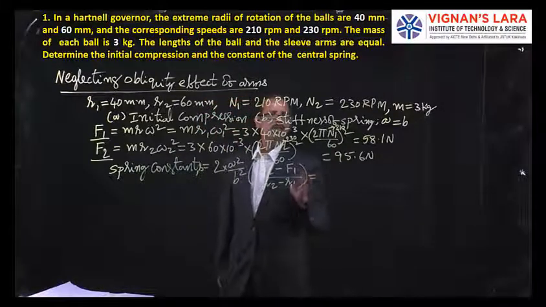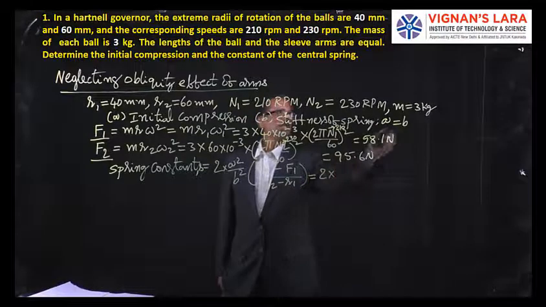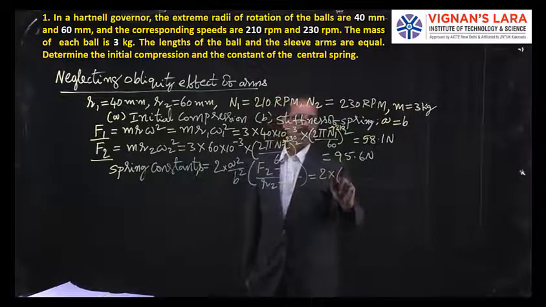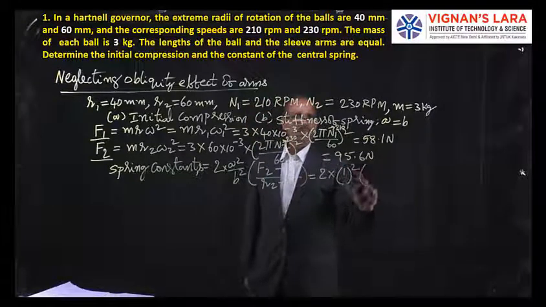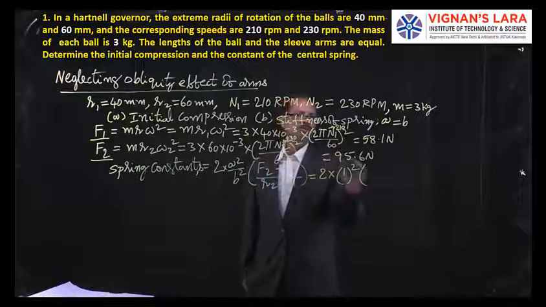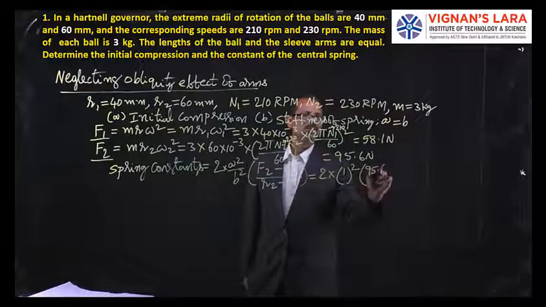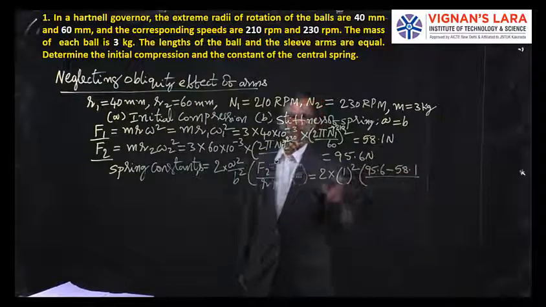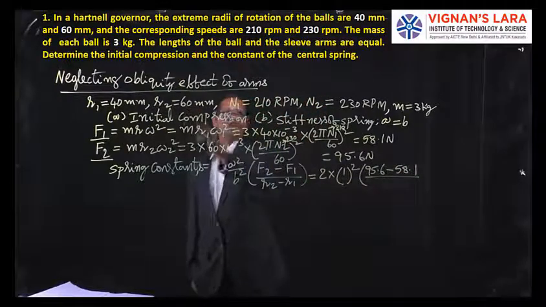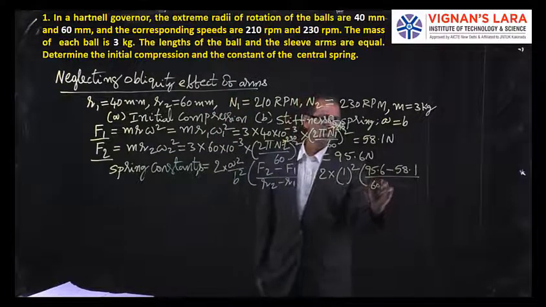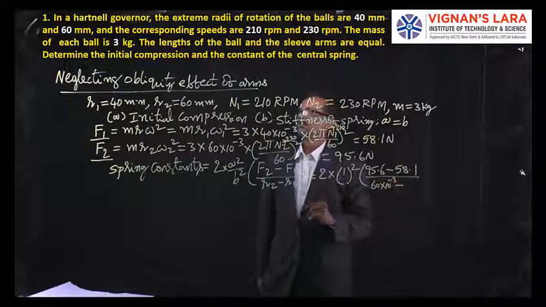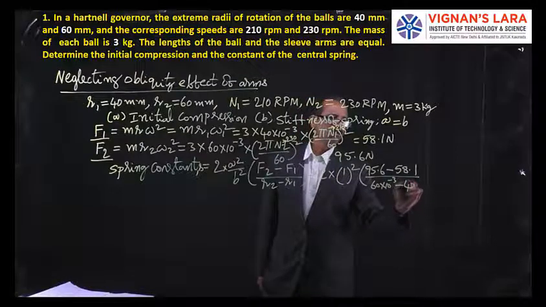So let me substitute this. I said A is equal to B, so A by B will become 1. Then this is 1 square, into F2 minus F1. F2 is 95.6, F1 is 58.1, by R2 minus R1, that is 60 into 10 power minus 3 minus 40 into 10 power minus 3.